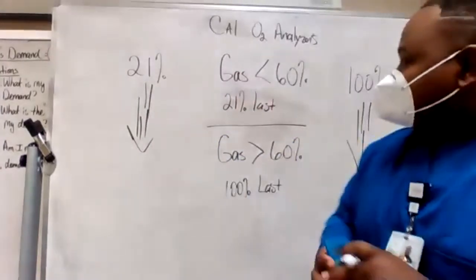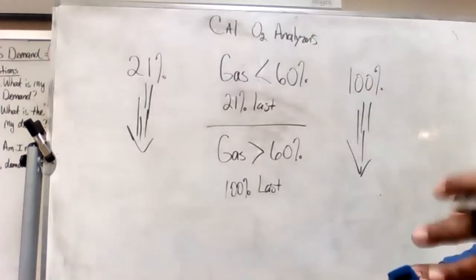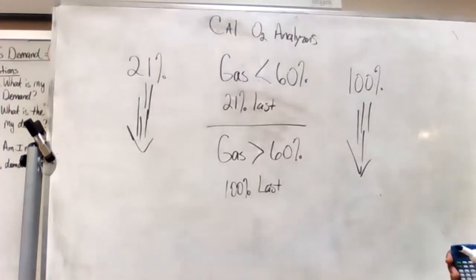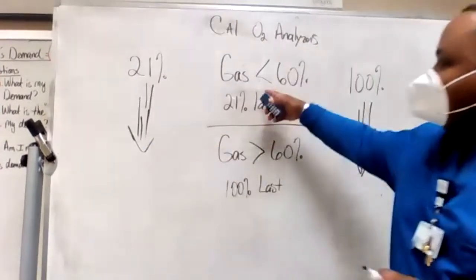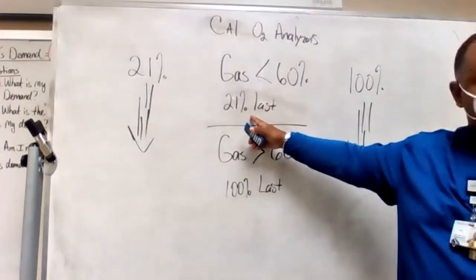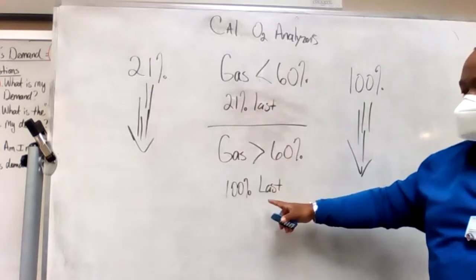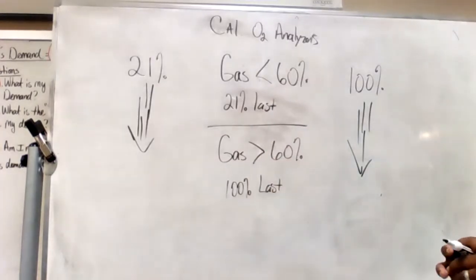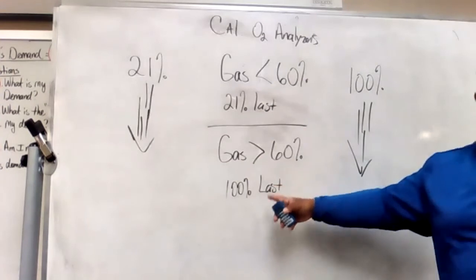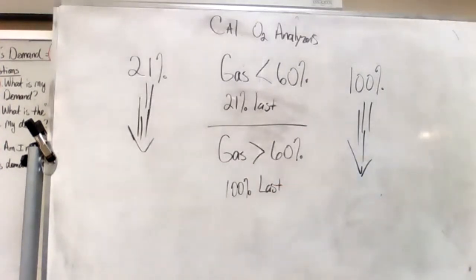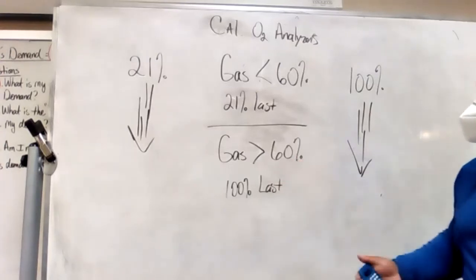What if I say Mr. Smith is on 40% FiO2, where do I go last? 21%. So I will take it out, do 100, and then do 21. If the gas is less than 60, I calibrate to 21% last. If it's greater than 60, I calibrate to 100% last. So if I say he's on 73%, where do I go last? 100%. If it's greater than 60, I do 100% last. If you tell me he's on 70%, where should I calibrate last? 100%, because that's greater than 60.